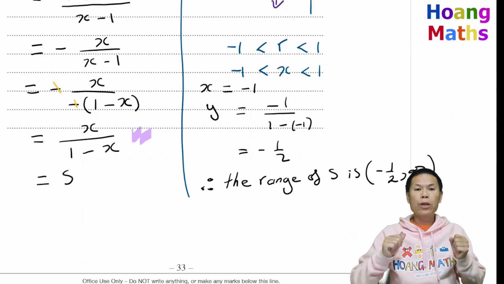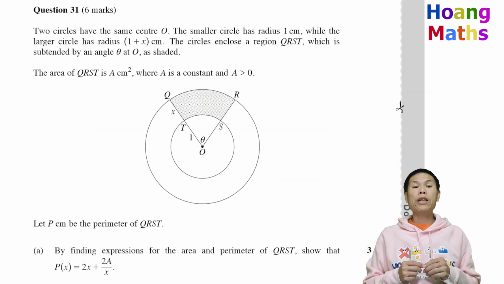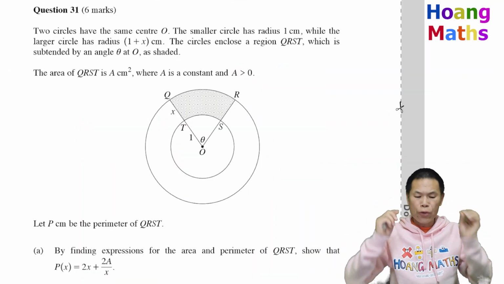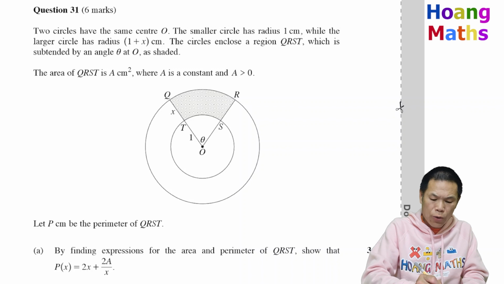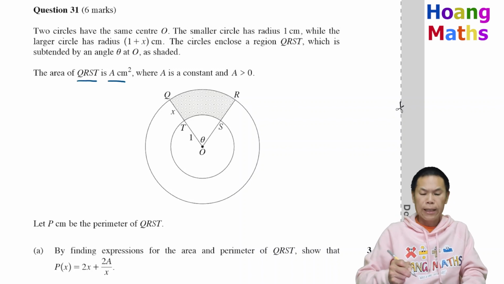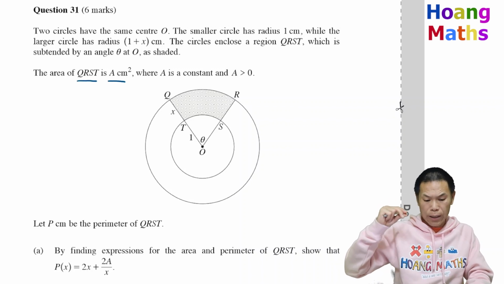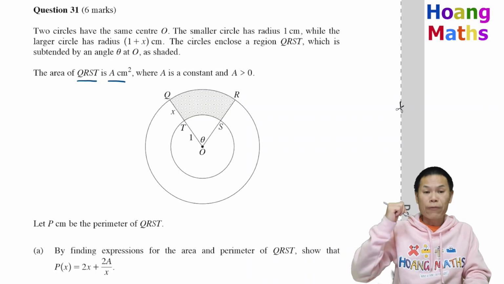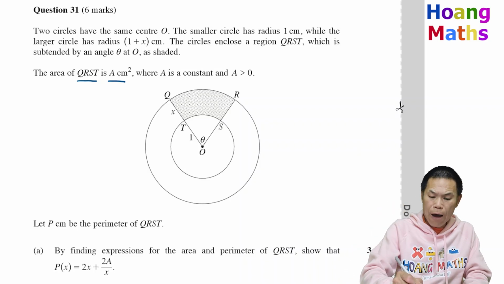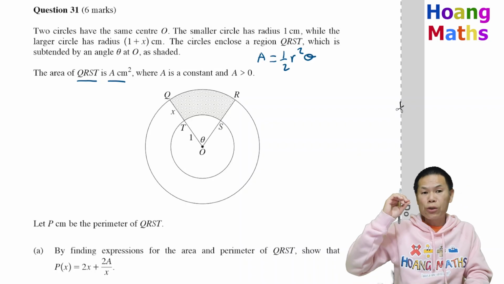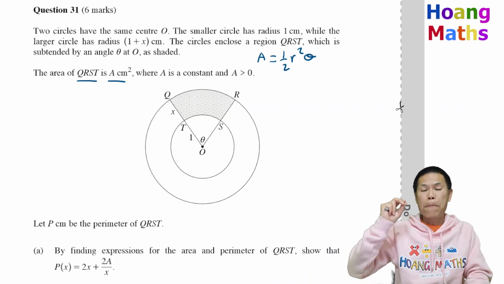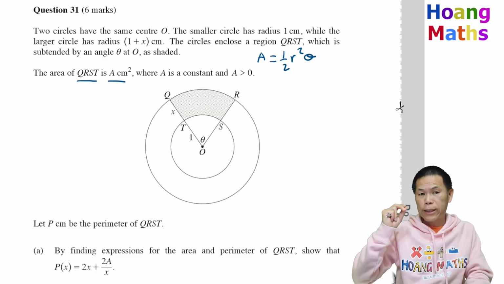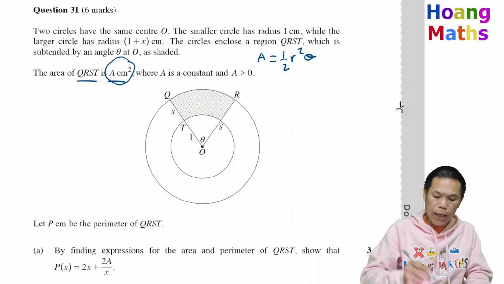So there you go. Question number 31. First of all, we know that the area of QRST is A. So the shaded area is A. Remember that. And we know that the area of a sector is 1/2 r squared theta. So therefore, we just need to find the area of the larger sector minus the area of the smaller sector, which will give me A. Okay, keep that in mind.